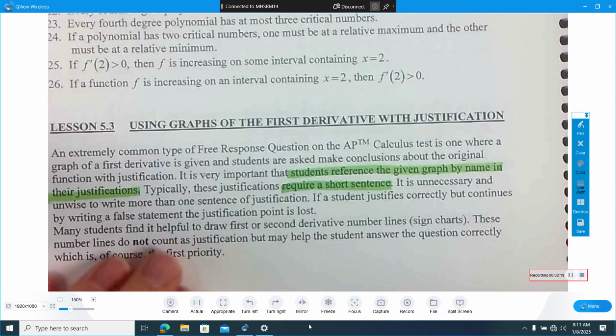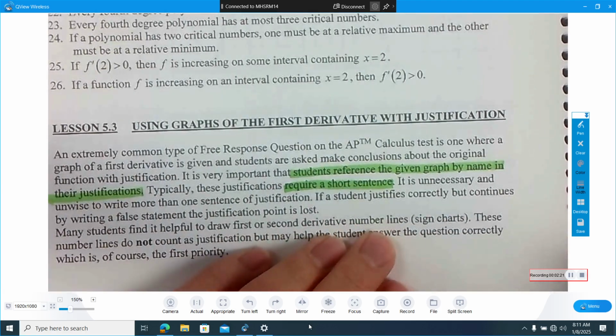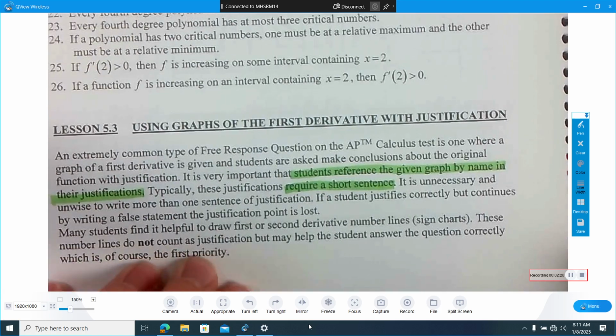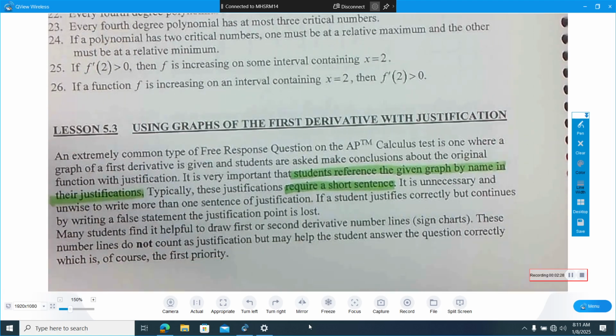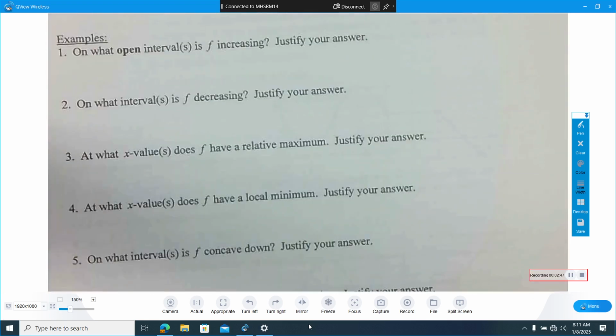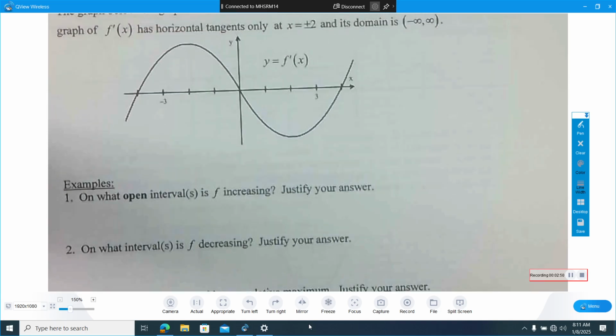So many students find it helpful to draw a first or second derivative number line, little sign charts. These number lines don't count as justification, but may help the student answer the question correctly, which is, of course, a priority. And not only that, but I do believe that the readers know what that means, and if it's labeled properly, they have a better idea of understanding what you're doing. Obviously, the more work that you show, the more they understand how you're thinking. But all right, so here we go.